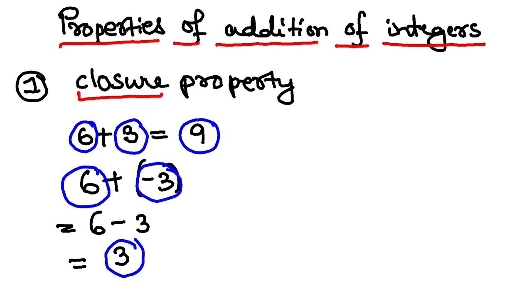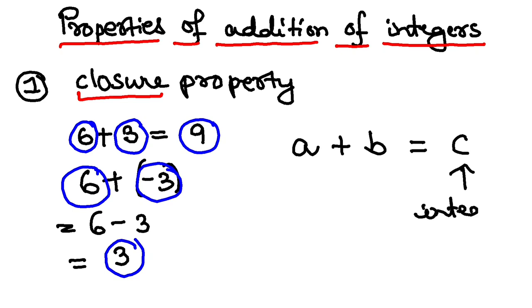That means if you add any two integers, let's say a and b, and I get a sum c, this c will also be an integer. That means the addition of any two integers is also an integer. This is called the closure property. That means the whole set is closed, everything will be inside it only. Now the next property, number 2, is the property of commutativity.